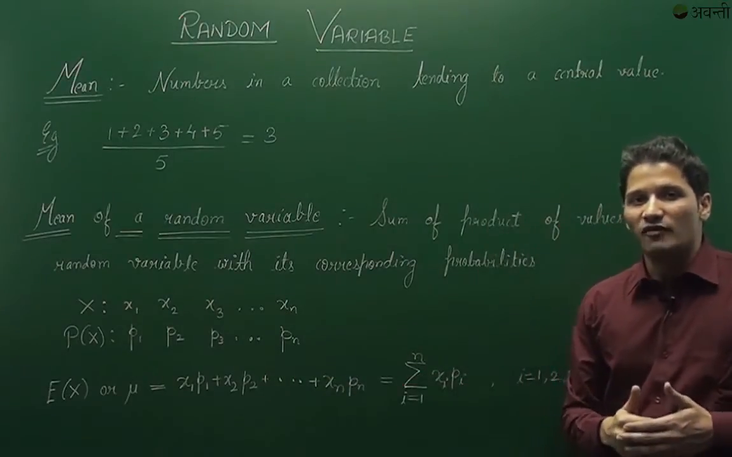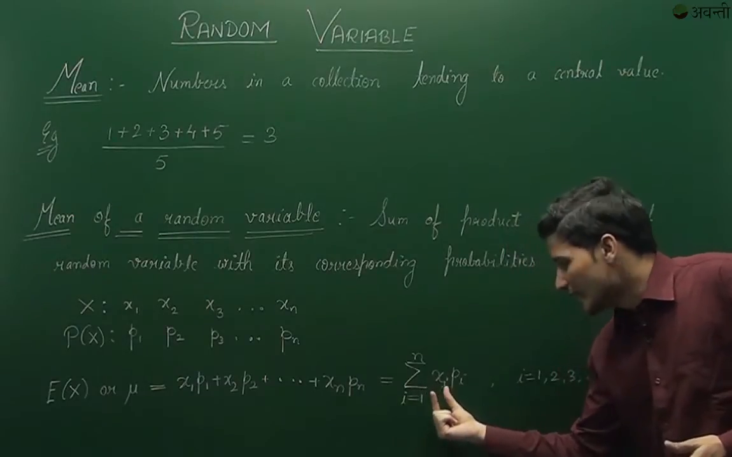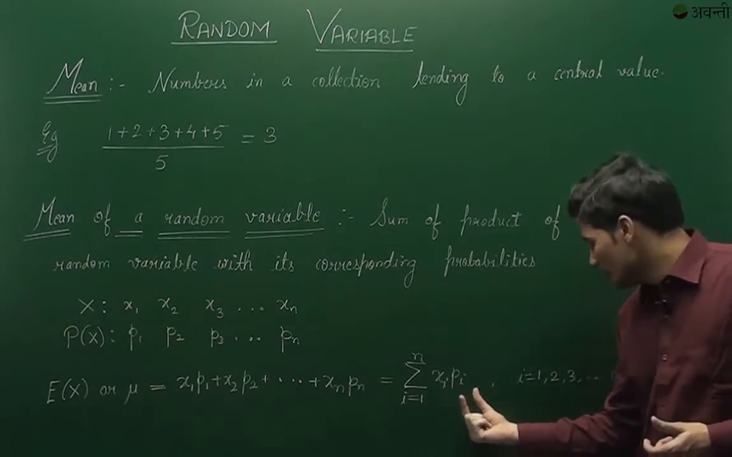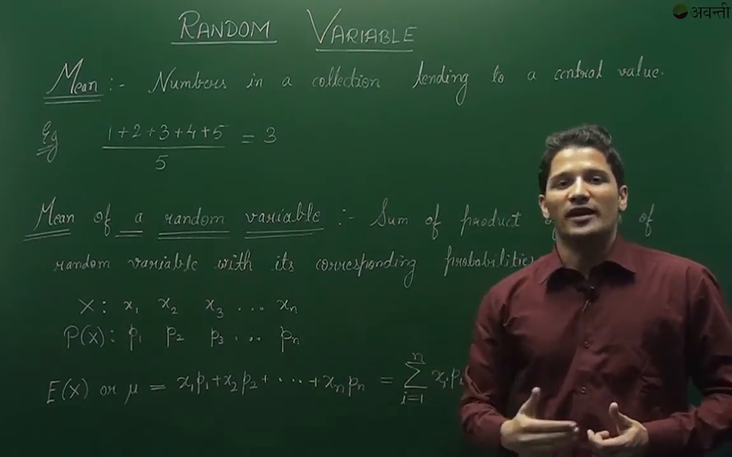We can write this in the form of sigma notation also, and that is sigma i equals to 1 to n xi into pi, where i varies from 1 to n. So this expression is called mean of a random variable.